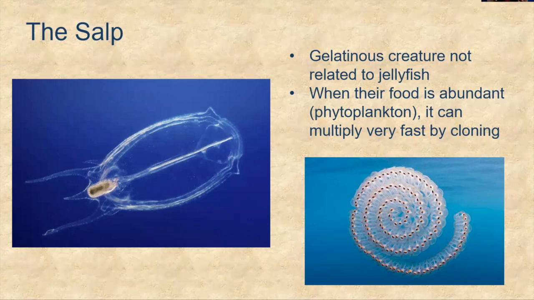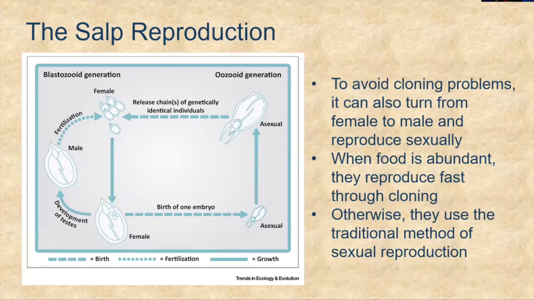Whenever their food is plentiful, which is phytoplankton, the salp multiplies really fast by cloning themselves. As you know, cloning has some difficulties, as it is not diverse; their genetics are not diverse. To avoid these problems, they can also turn from female to male and reproduce sexually. When their food is not abundant, they use sexual reproduction, which avoids the lack of genetic diversity.